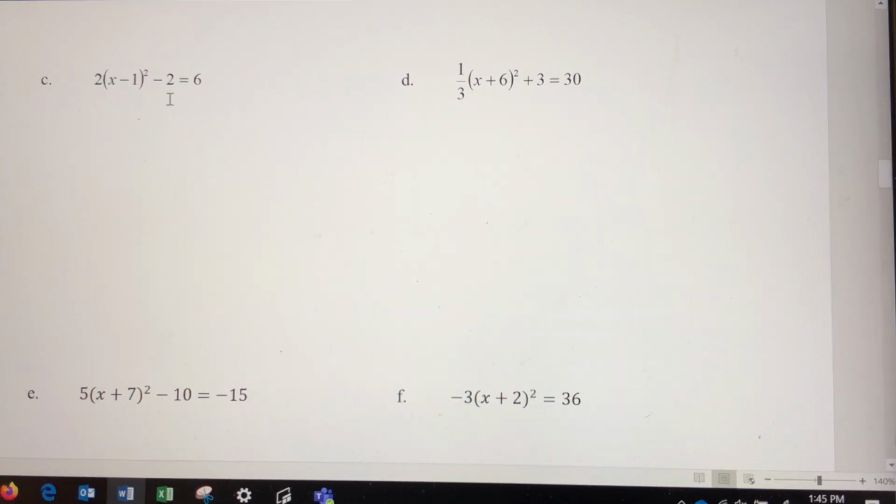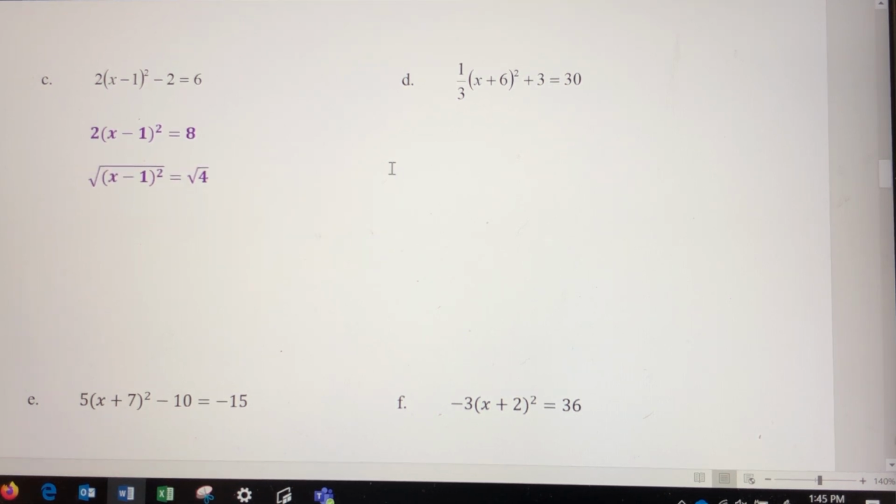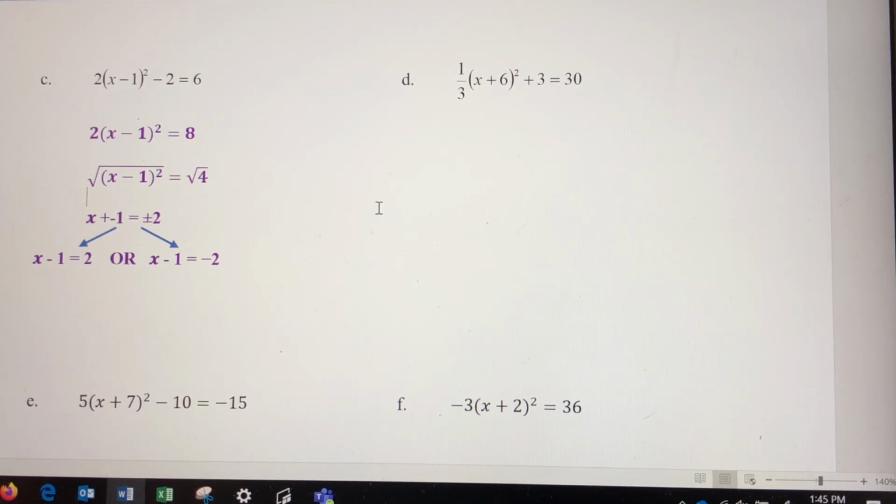All right, in problem C, we're going to add 2 to both sides first. Now we're going to divide by this 2. We've got to get rid of that 2. So I get x minus 1 squared equals 4. I want to take the square root of both sides. So that gives me x minus 1 equals plus or minus 2. So x minus 1 equals positive 2, or x minus 1 equals negative 2. When we solve this equation, we get x equals positive 3, and the other solution would be x equals negative 1. Feel free to plug those back in. You'll see that both those solutions are correct.